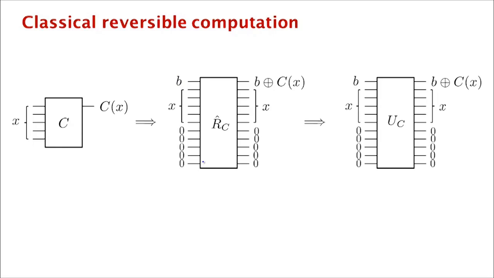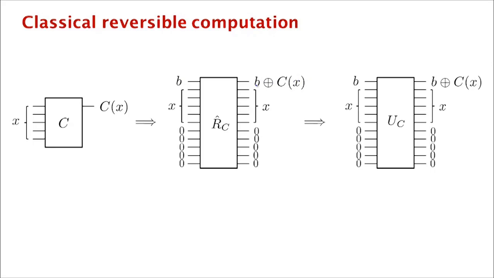And then what this reversible circuit does is it spits out x unchanged. It also leaves the work bits in a clean state, so they are also in the 0 state. And it XORs the answer c of x into this answer bit b. So the output bit becomes b XOR c of x. So it toggles the bit b. So in the case that b is 0, then this answer bit is exactly c of x.